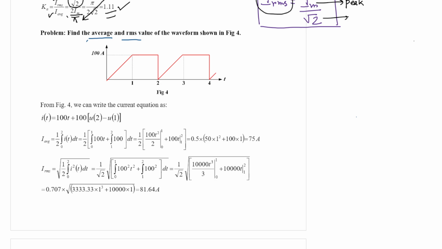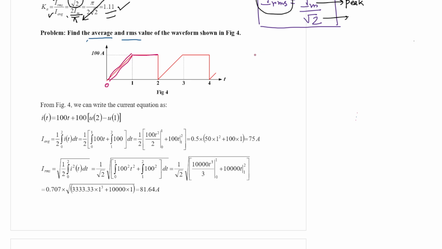So first we have something like a stair-like structure, and then we have a constant value. From the stair level, a ramp-like structure exists between time 0 to 1 second, and this constant value of 100 ampere stays from 1 to 2 seconds.